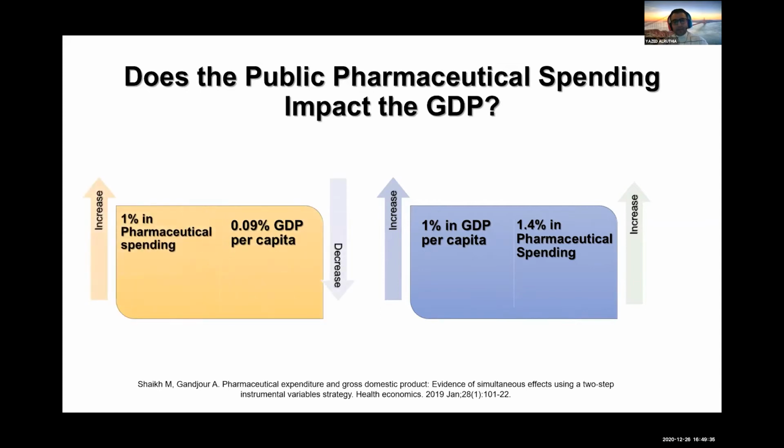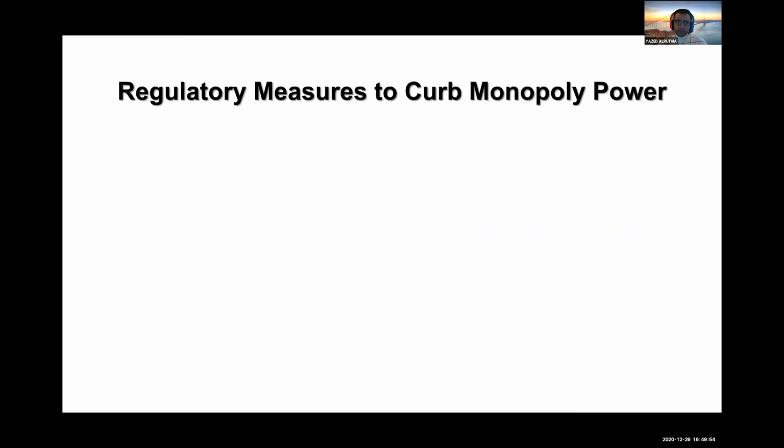So in other words, if we increase pharmaceutical spending by 1%, we can have a negative impact on our GDP per capita of 0.09%. So we need to curb the increase in drug prices and have different measures to contain pharmaceutical spending, especially when we talk about highly priced medications like biologics and gene therapies.